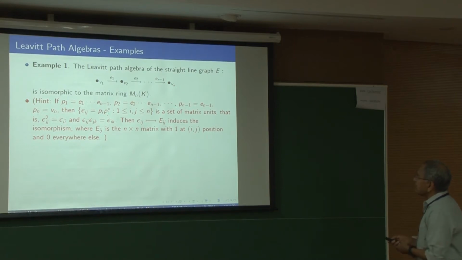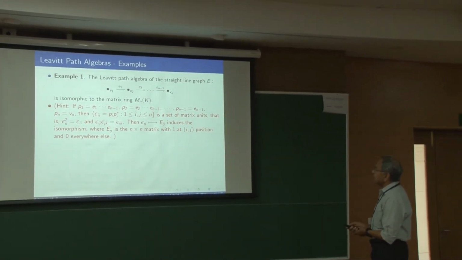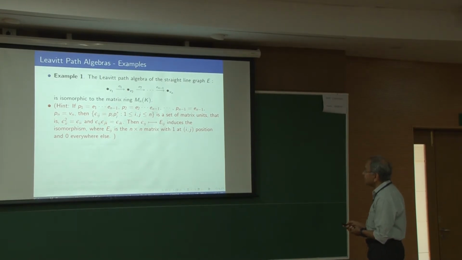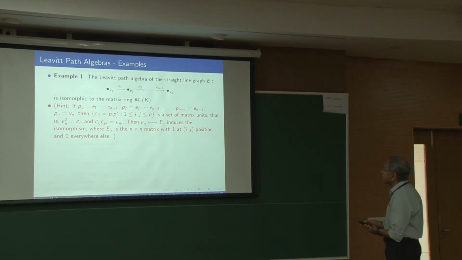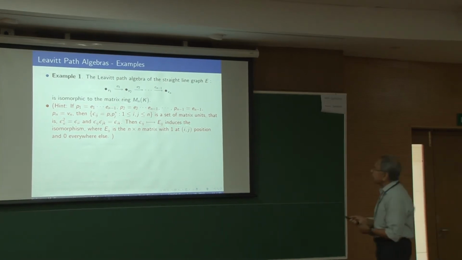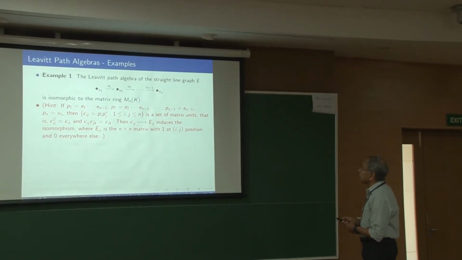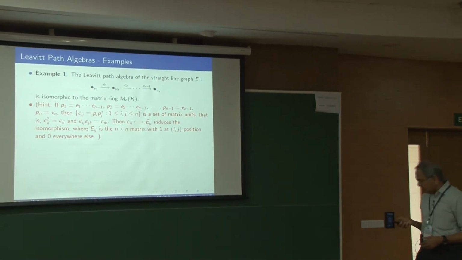Then if I consider Pi Pj star, call it epsilon sub ij, these form a set of matrix units in the sense that epsilon ii squared is epsilon ii, epsilon ij times epsilon jk is epsilon ik. So they form the same system as satisfied by the n by n matrices eij, where eij denotes the matrix with 1 at the ij position, 0 at the balance. Now this correspondence extends to the isomorphism of the Leavitt path algebra to the matrix ring of order n.